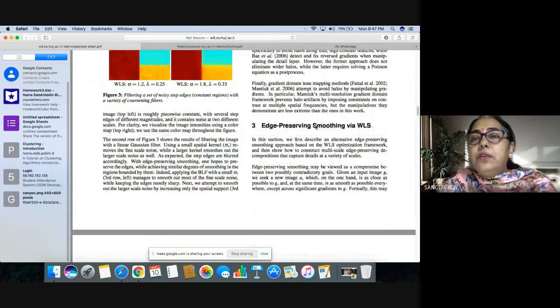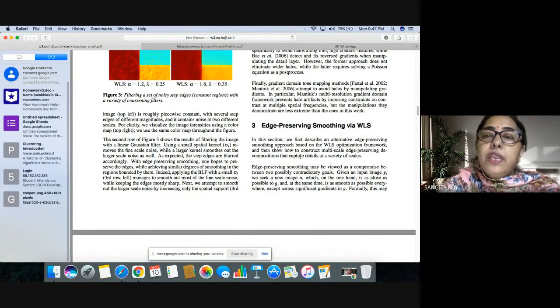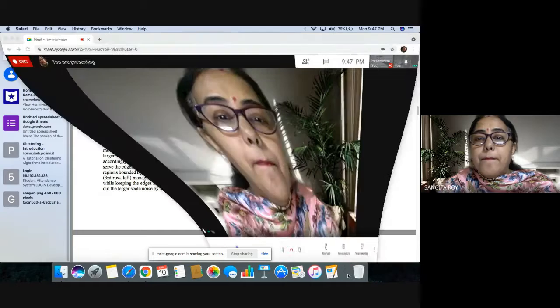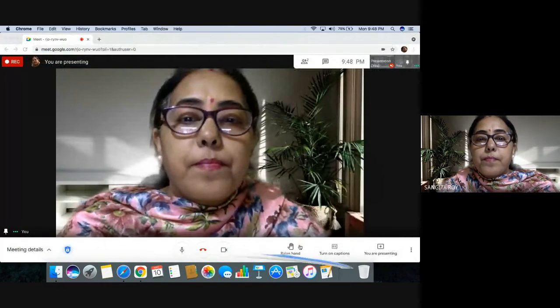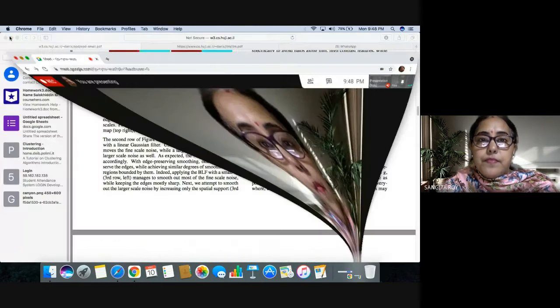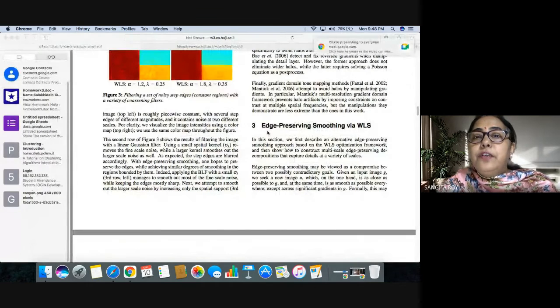Now, edge preserving smoothing via weighted least squares. In this section, we first describe an alternate edge preserving smoothing approach based on the weighted least squares optimization framework. Then we show how to construct a multi-scale edge preserving decomposition that captures details at a variety of scales.